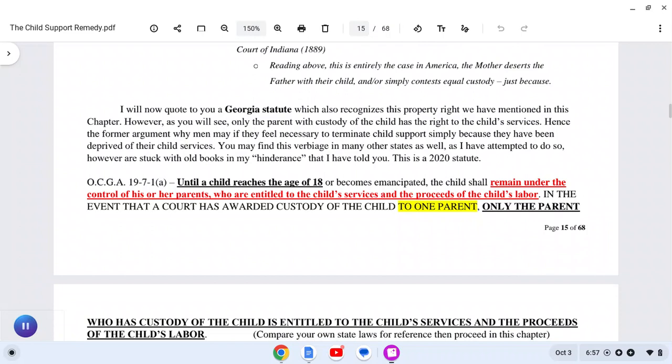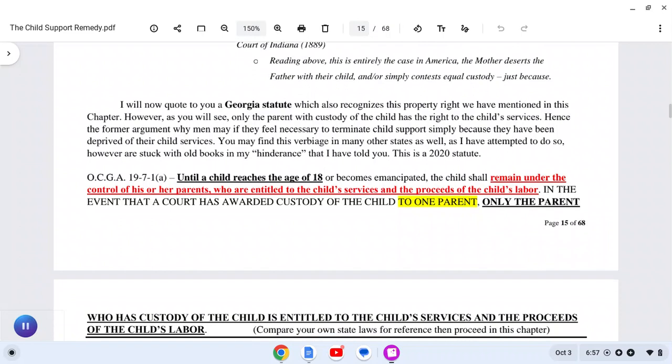I will now quote you a Georgia statute which also recognizes this property right, which we have mentioned in this chapter. However, as you will see, only the parent with custody of the child has the right to the child's services. Hence, the former argument why men may, if they feel necessary, terminate support simply because they have been deprived of their child's services. You may find this verbiage in many other states as well, as I have attempted to do so, however, I am stuck with old books, a hindrance as I have told you.